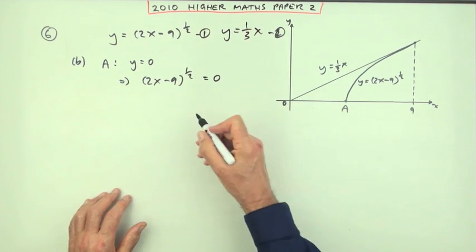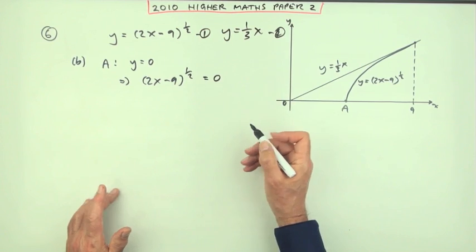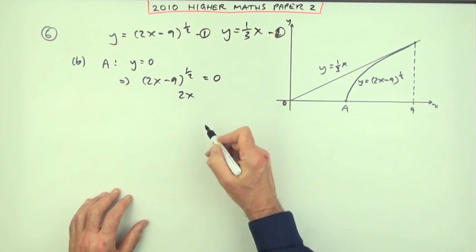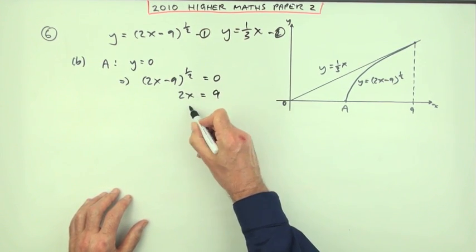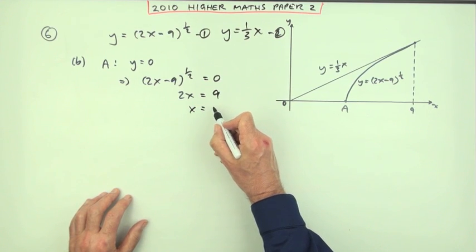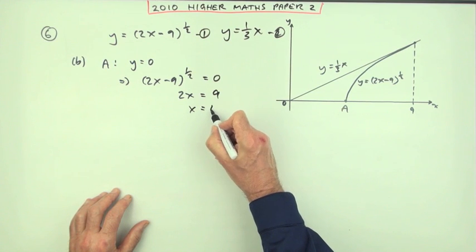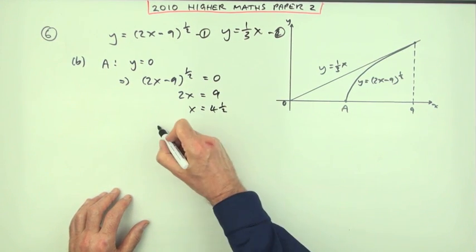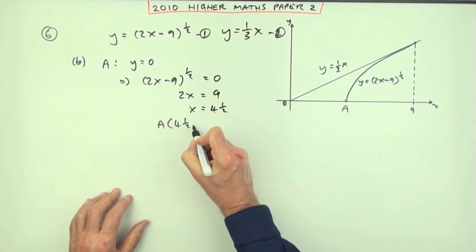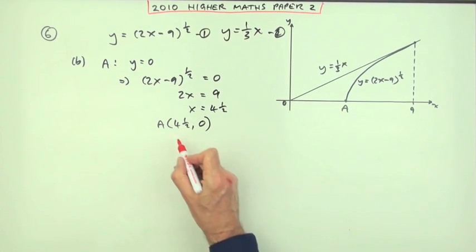Now it's only one mark, so I don't need to go through the whole business of squaring both sides. I could probably just jump in straight away with saying 2x must equal 9, so x equals either 9 upon 2 or 4.5. I don't know which one I'll put down. I'll put 4.5. So that A is the point 4.5, 0.